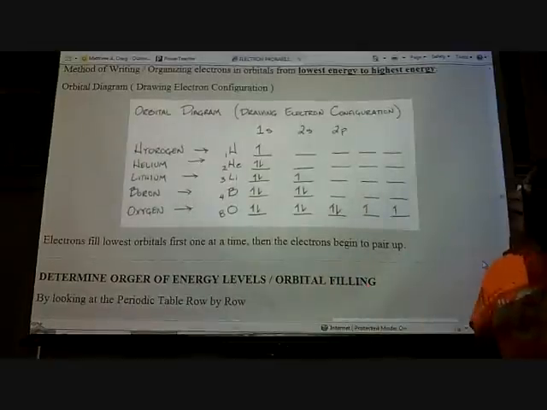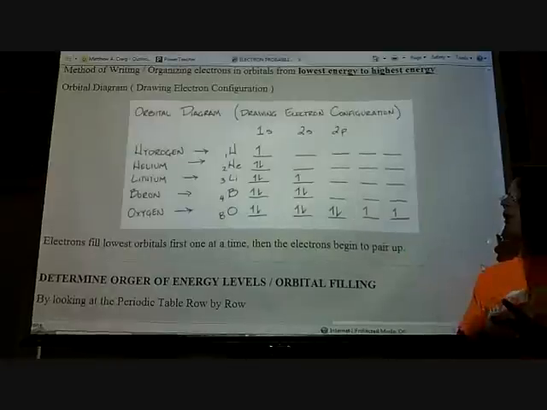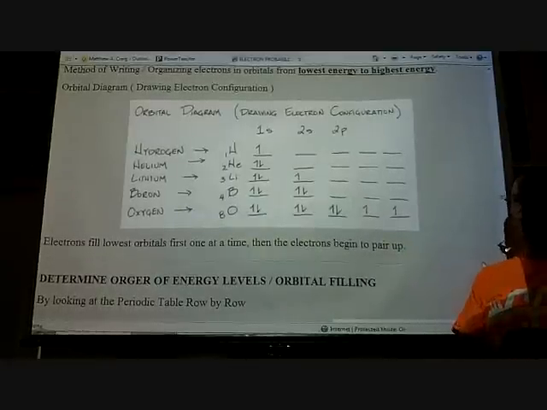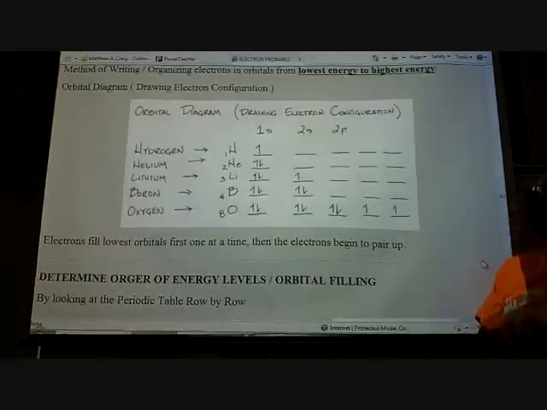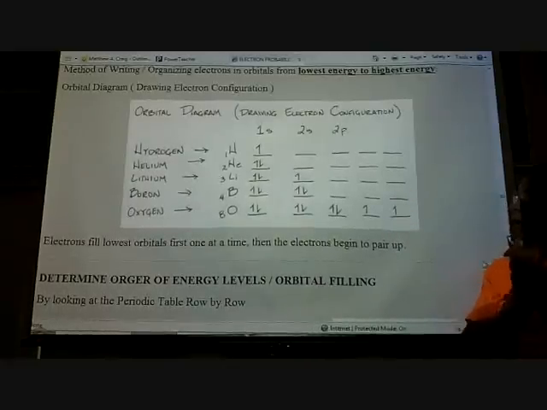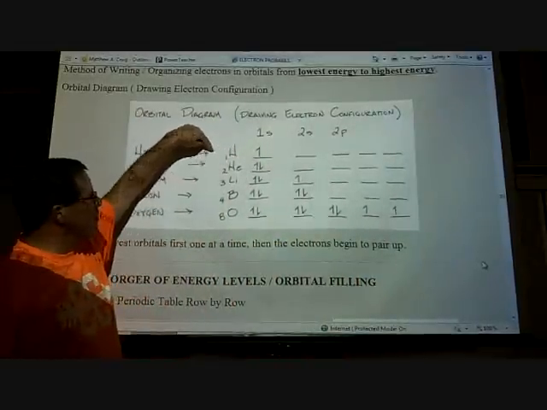Electron configurations. Okay? Now, let me explain what this represents. This is an orbital diagram or electron configuration. What I have is the element with the number of protons.